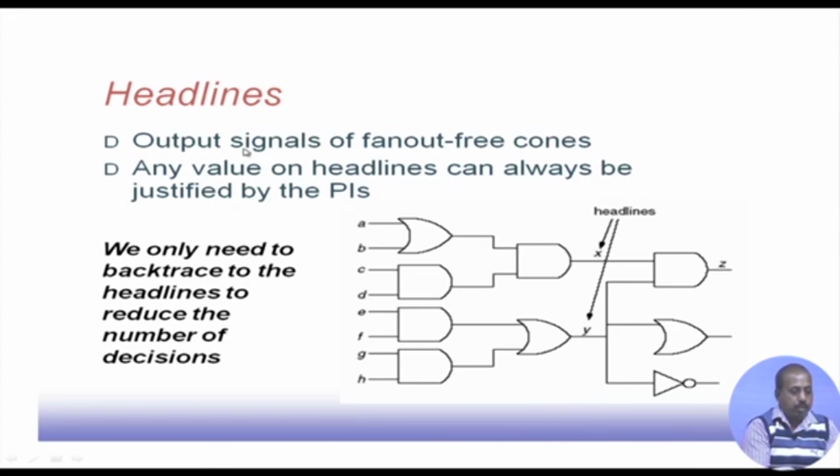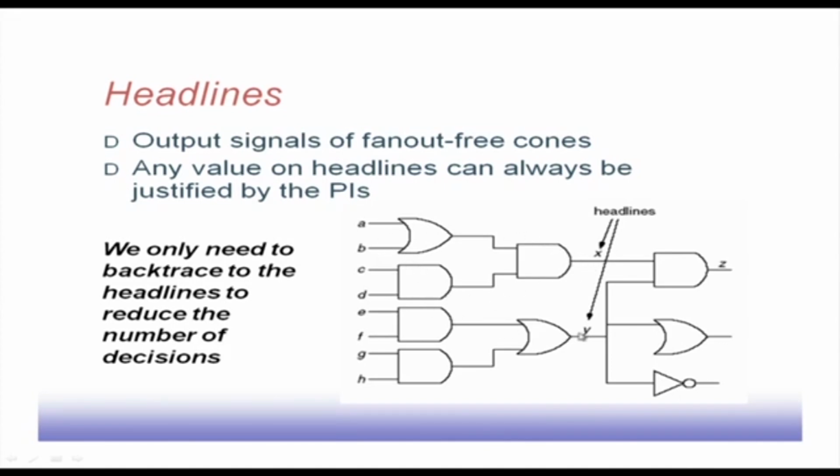So this outputs this particular portion. This x is a fan out free cone, and we have this y, another fan out free cone. So these are the fan out free cones x and y. What is required is that when we are backtracing, we need to backtrace only up to the headlines, because once we are here, we know that this is combinational logic. So this can always be set to the desired value.